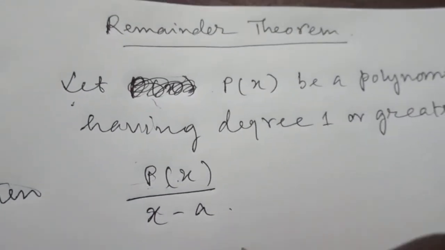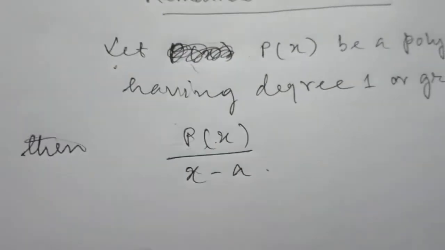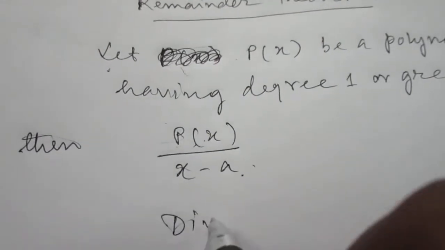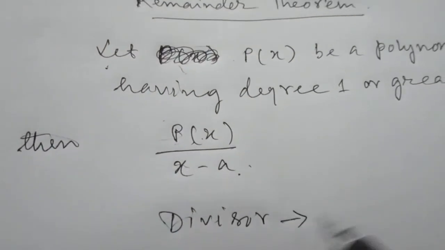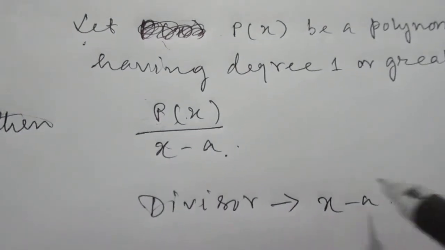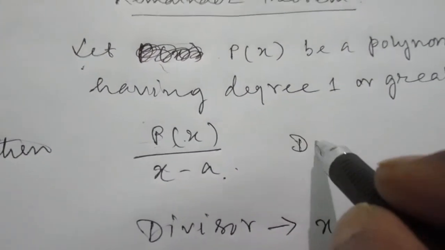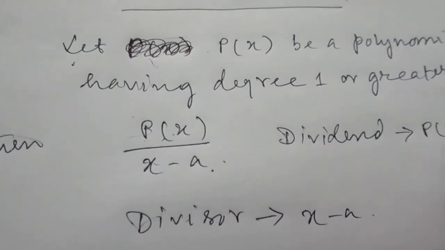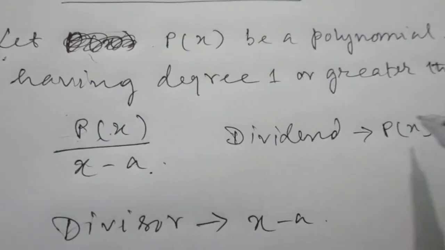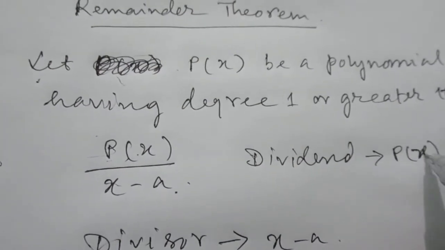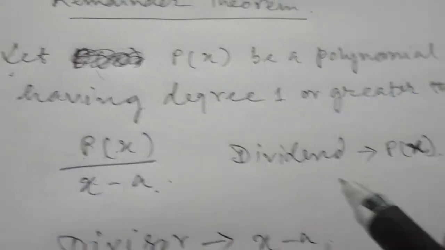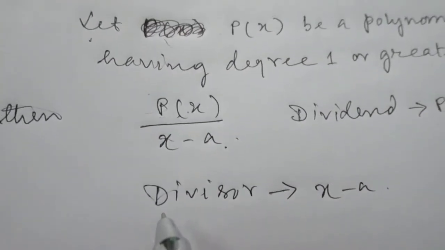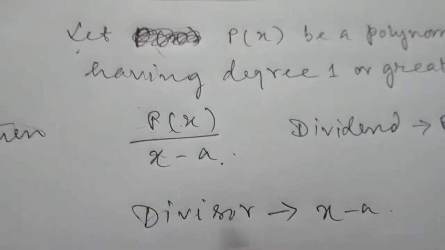So the remainder theorem says, how can you do this? x minus a is the divisor, and the dividend is p(x). This is as simple as our simple division only. The dividend is p(x) and the divisor is x minus a.